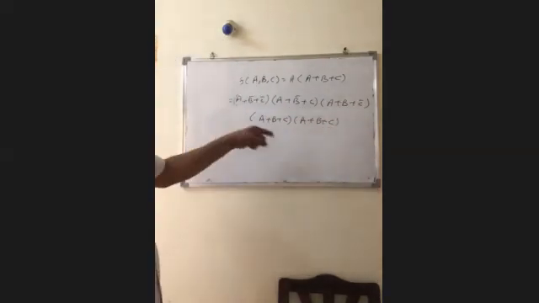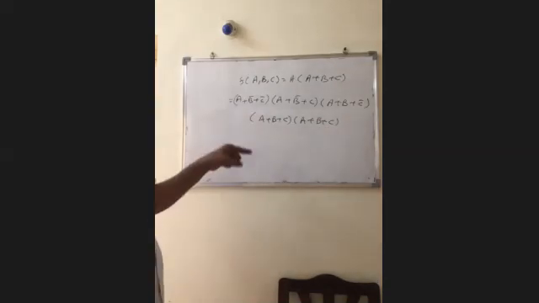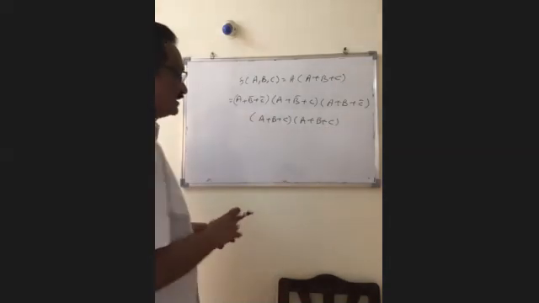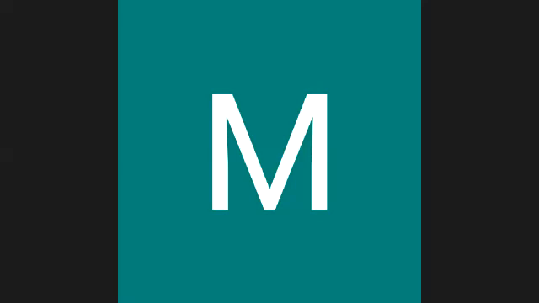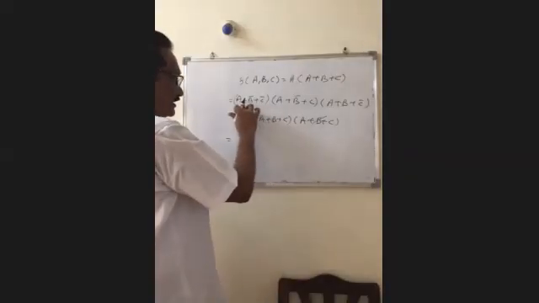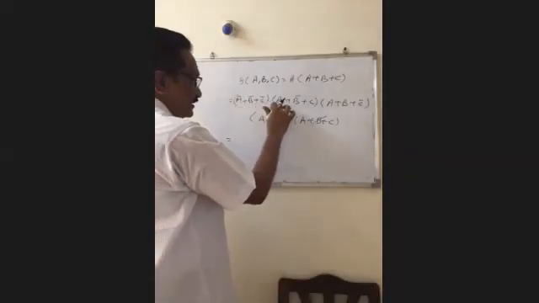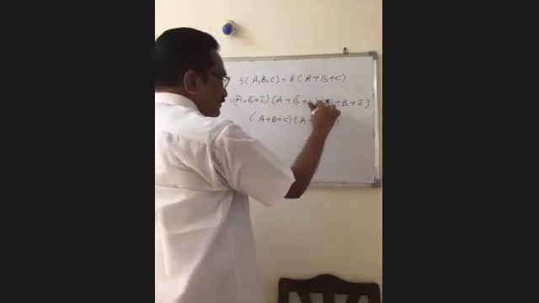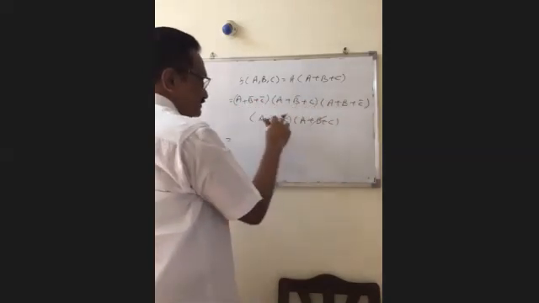Is there any repeated term in this one? A plus B plus C. So simply remove that one. So the final one is equal to A plus B bar plus C bar into A plus B bar plus C into A plus B plus C bar into A plus B plus C.